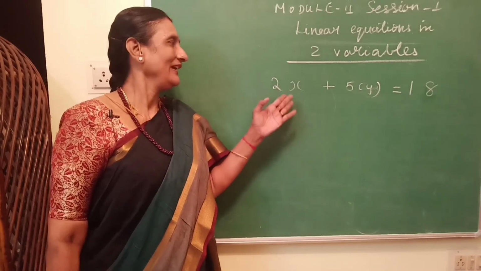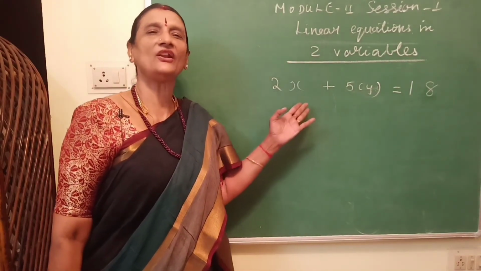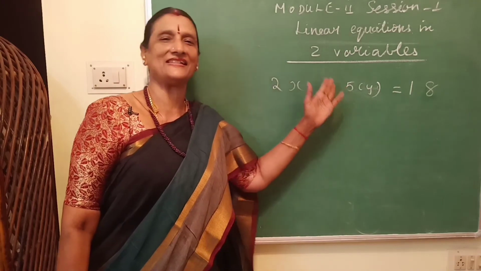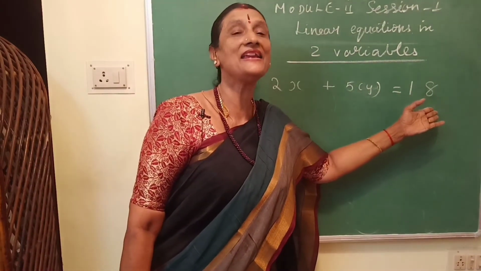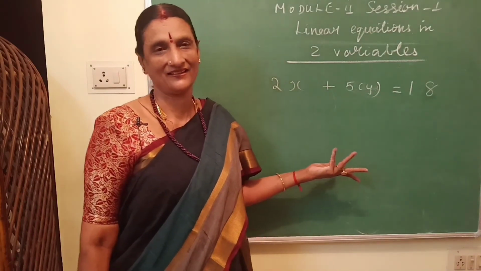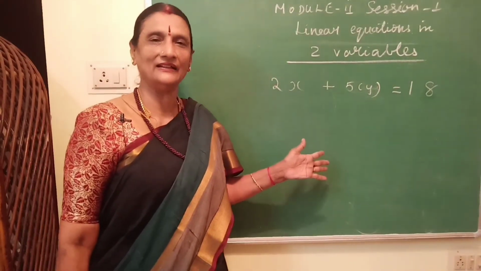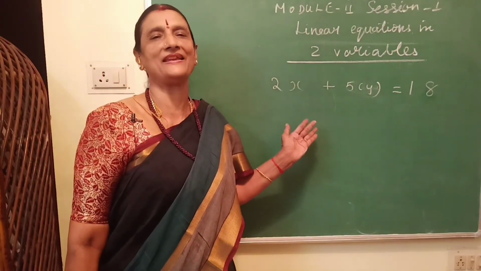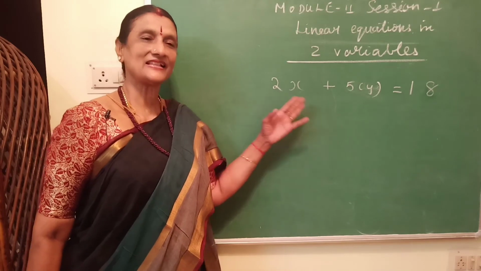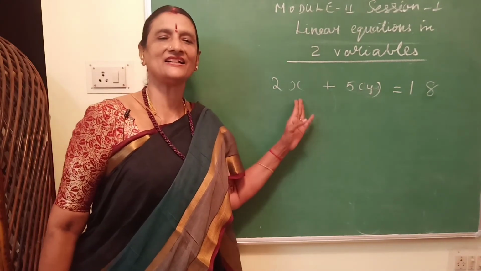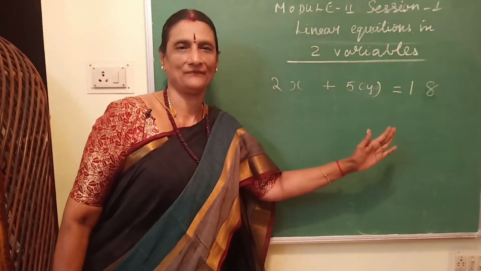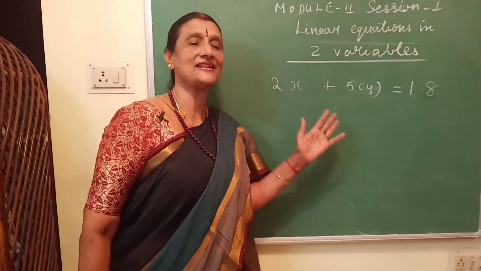Or even you can consider age. You and your little brother: 2 times your age and 5 times your little brother's age together gives you a number 18. So what is the age of yourself and your little brother? That way we can connect. So it is very practical, and we have to know how to apply it in real life situations. So for linear equations, as a single equation, we can consider too many solutions or too many values for X and Y.